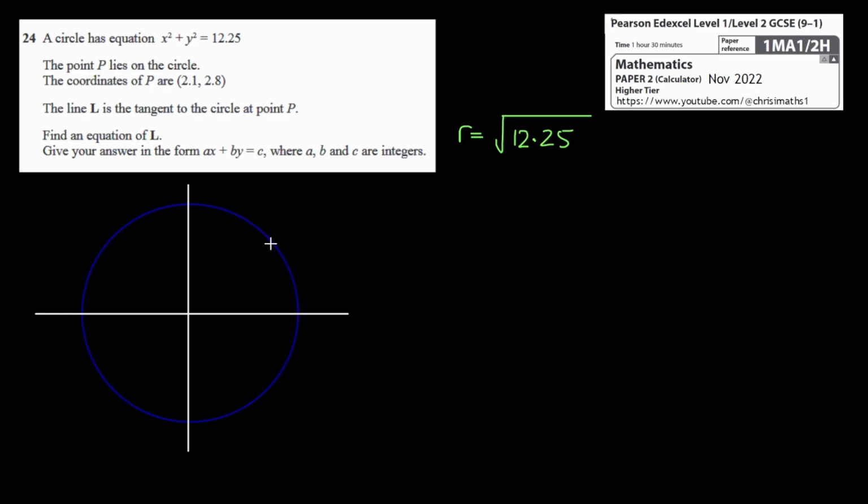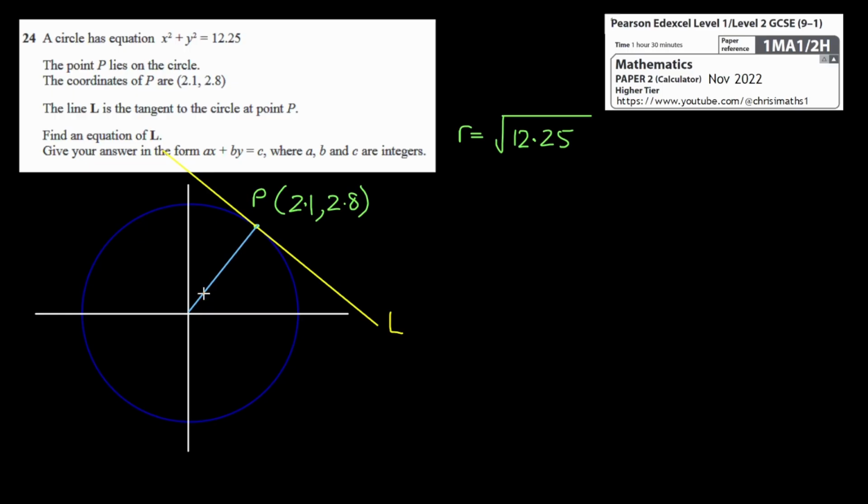So we've got a point on the circle, which is (2.1, 2.8), so that could be about there. This is the point P. This is line L. And we're asked to find the equation of line L. The most useful line to put onto the diagram is the radius to point P, which is there.